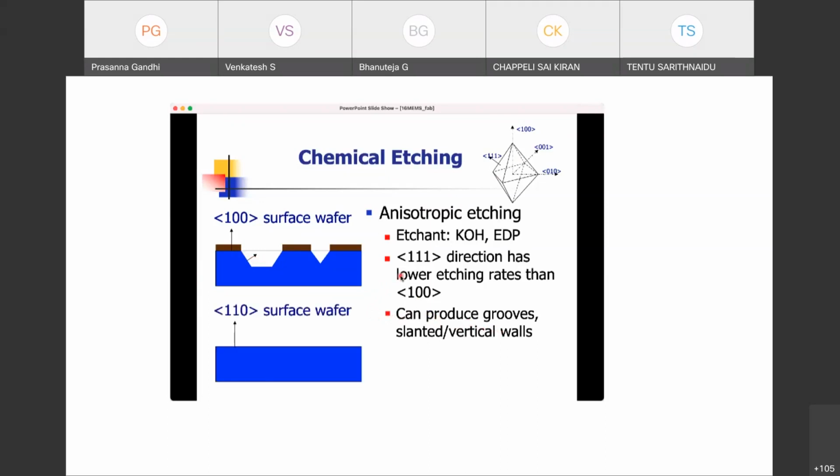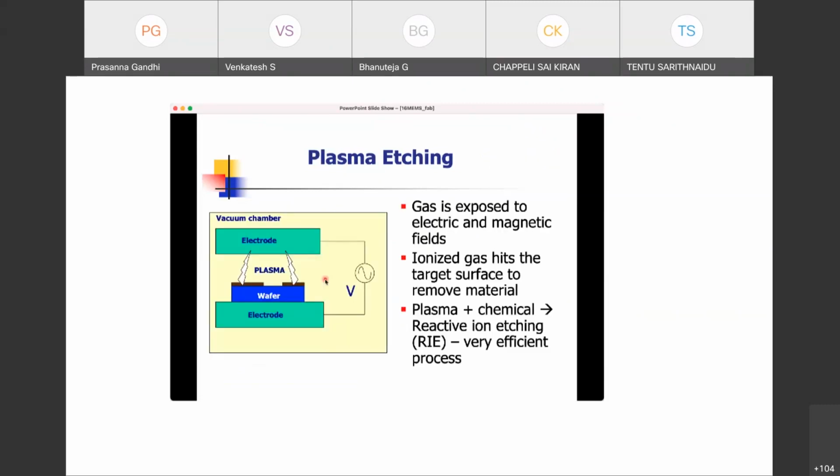So say for a 110 surface wafer, you'll have some vertical lines and then some slants are produced. So there is a lot of crystalline geometry that one has to look into to really understand which direction wafer I should use, and on the surface which direction will have these vertical grooves or not. So one has to go into more detail when you want to use it for your own application.